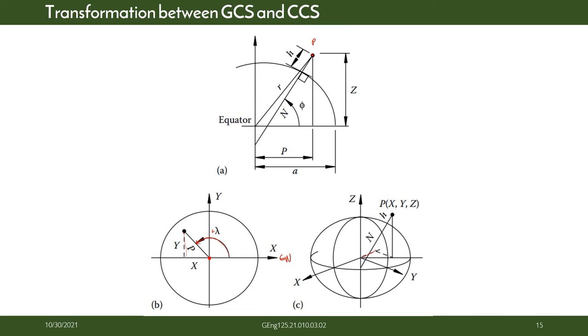So we need to use our 3D sense or 3D imagination in order to understand the conversion, the position, and the location of the points, because most of the time, the points are above or below the ellipsoid.